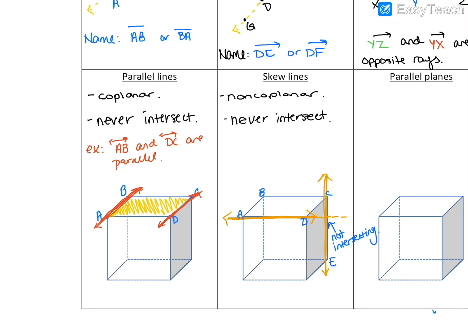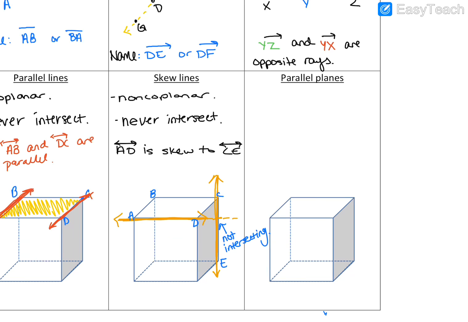All right. So for our example, line AD, that front line, is skew to line CE. Okay. Those are non-coplanar, and they never intersect. They are not on the same plane.